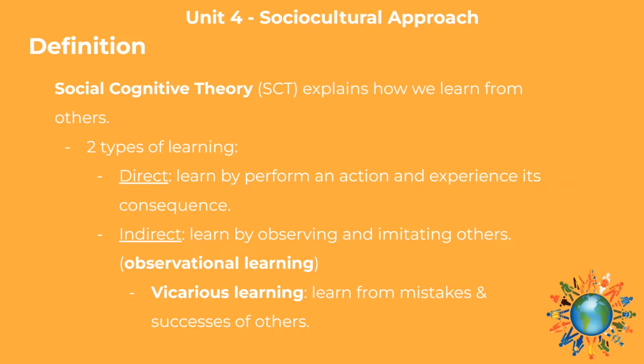The second type is indirect learning, and this is how we learn by just observing and imitating others. So we don't really have to experience the consequence in order to learn from it. Indirect learning is also known as observational learning. A similar word is vicarious learning, which is how you learn from other people's mistakes and successes.